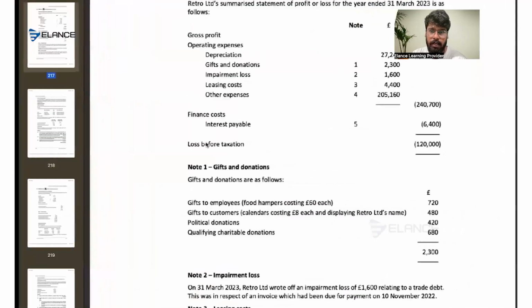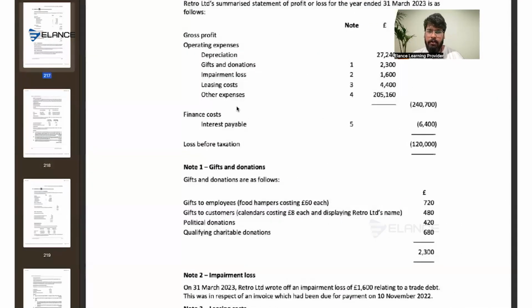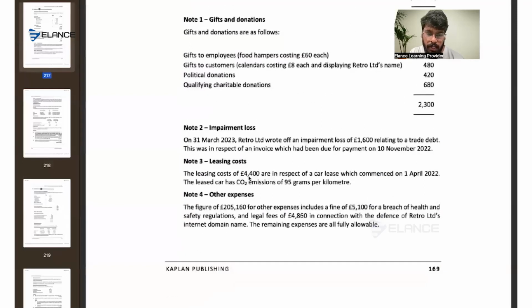Impairment loss is 0. And the next one is leasing cost, 4,400. Okay, let us move to note 3. The leasing cost of 4,400 is in respect of a car lease which commenced on 1st April 2022, the lease car having CO2 emission of 95 grams per kilometer. So what is the rule for this lease car? 15% add back, yes, very good.